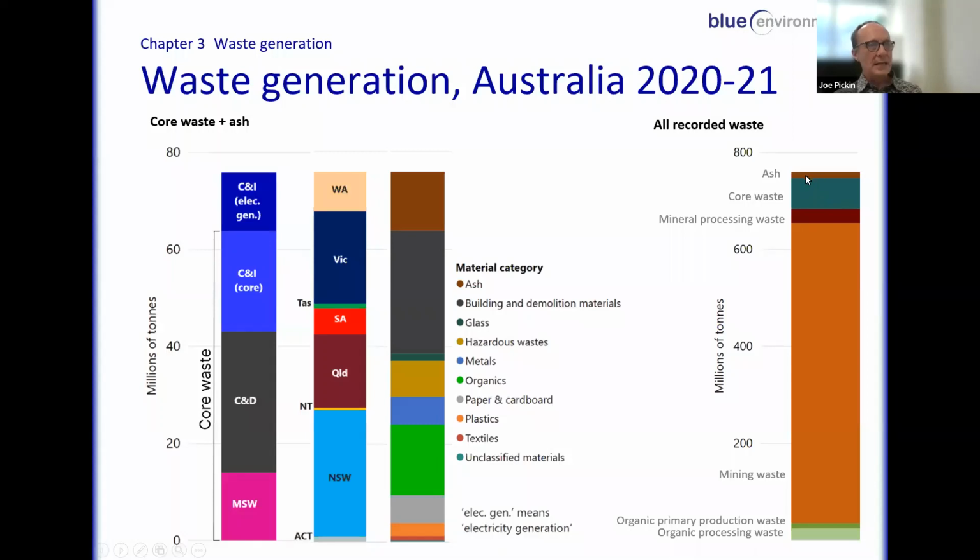So, putting this in context, yes, this is what the industry has to deal with, but there's much more out there in the wild, going into dams and mining sites, and been processed in as part of organic processing. They're not included in the targets. This is the headline data set for targets.